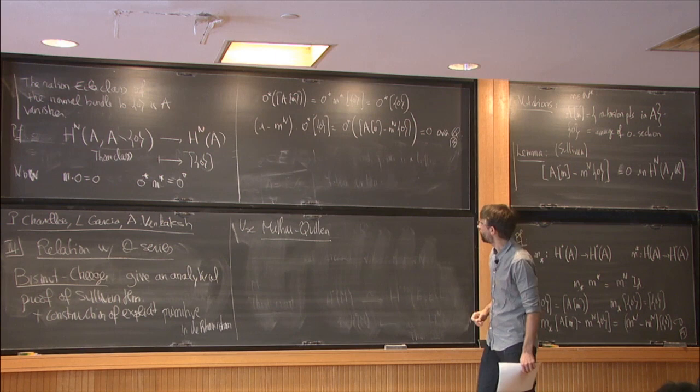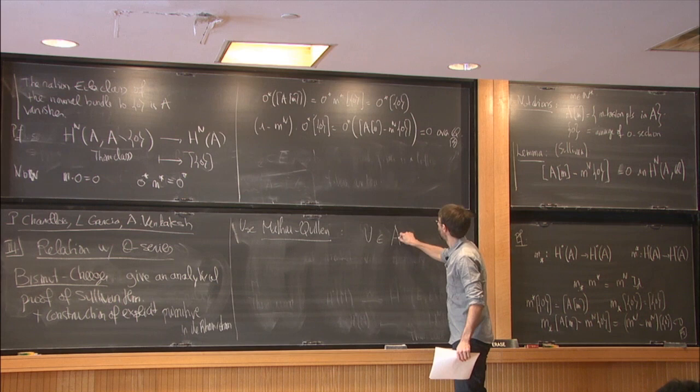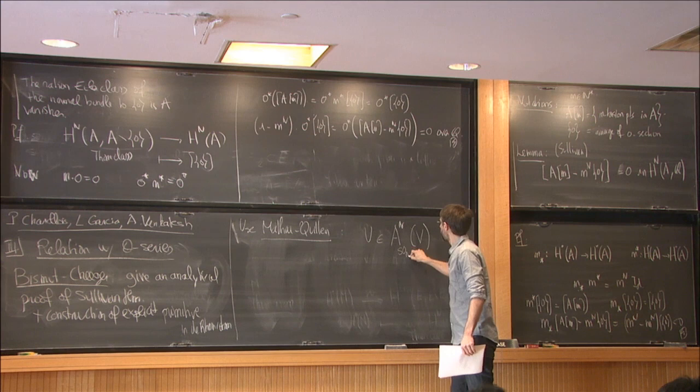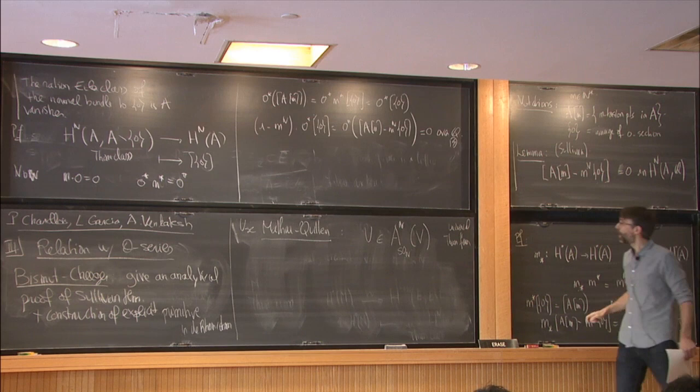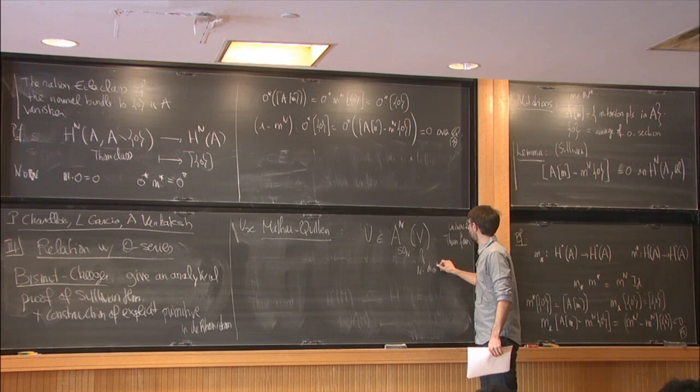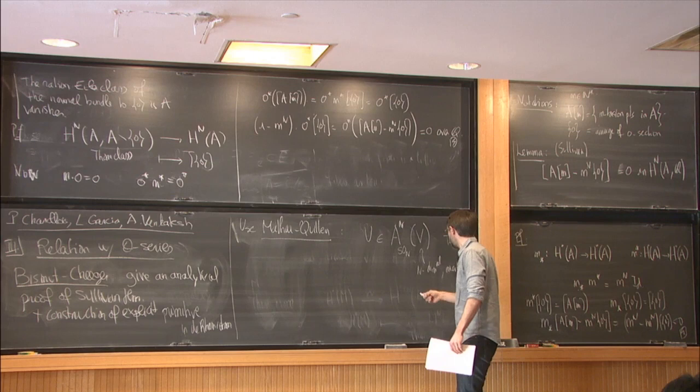What do they do for us? They construct a universal Thom form. So what is it? It's a differential form of degree n, where V is an n-dimensional oriented vector space with a metric.